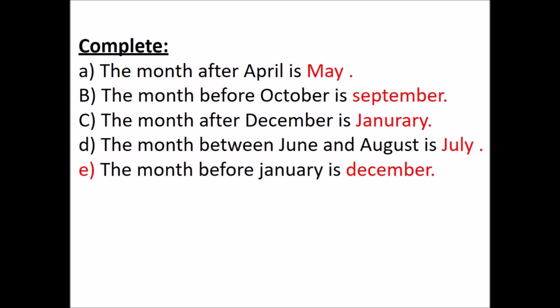Another exercise, complete. Letter A, the month after April is May. B, the month before October is, what's before October? September. C, the month after December is January. D, the month between June and August. What's after June? July. It lies between June and August. The last question, the month before January is December.